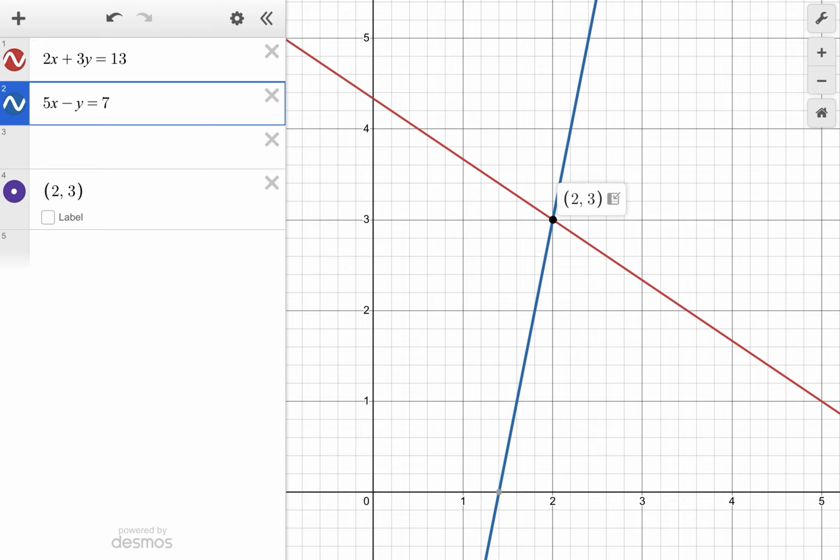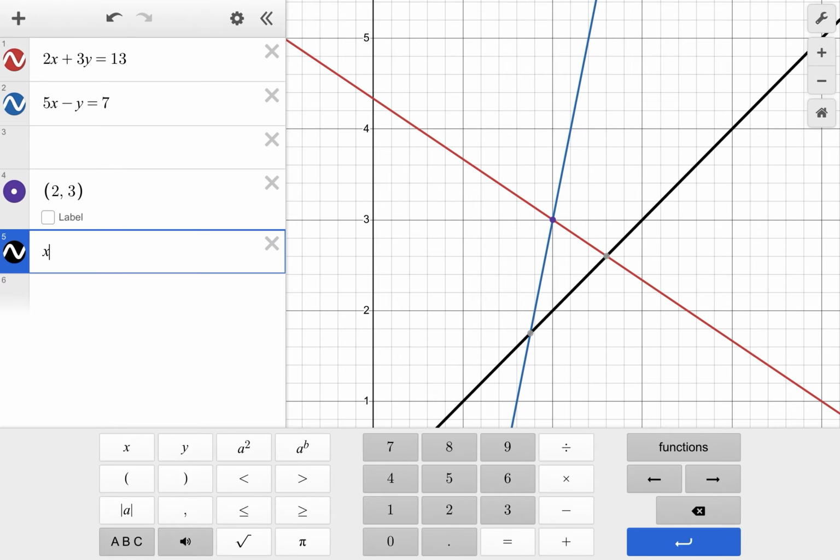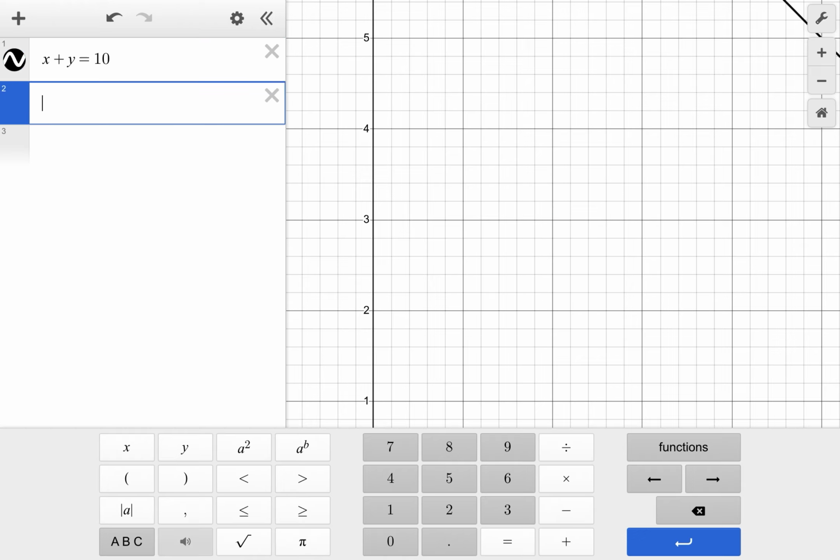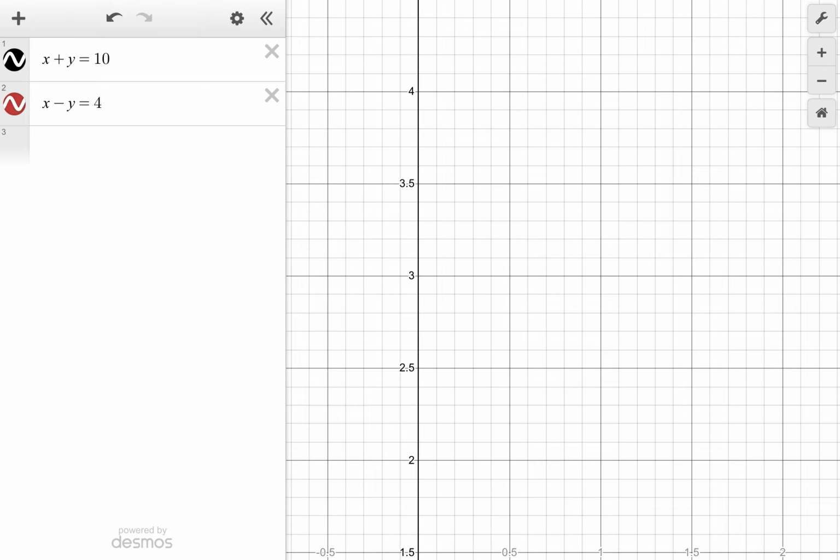The only time you would not use Desmos for these types of questions is when you can right away, immediately, use substitution or elimination, right? So, for example, if I had x plus y equals 10, try not to look at the graph here because that's what I'm trying to prove. X plus y equals 10 and x minus y equals 4. You don't really need to use Desmos for this, right?